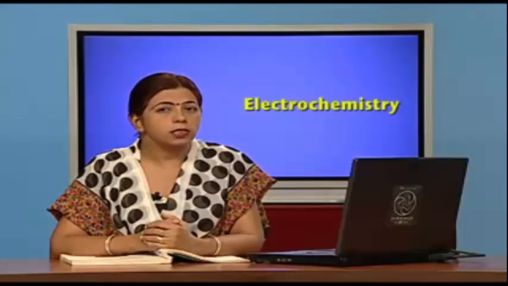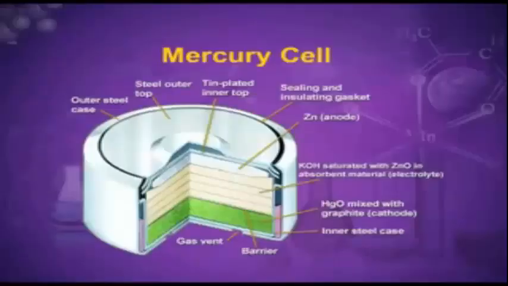Let me explain you the construction of a mercury cell. Since it is an electrochemical cell, so there must be an anode, a cathode and an electrolyte, and obviously there will be the transfer of electrons. The anode here is made up of zinc. The cathode is made up of mercuric oxide and graphite, and the electrolyte is zinc oxide and KOH.